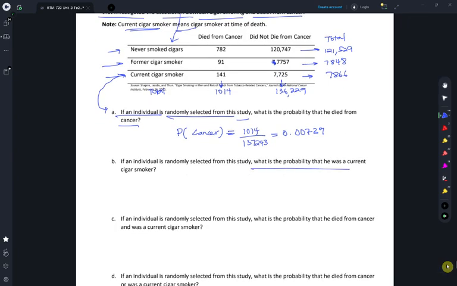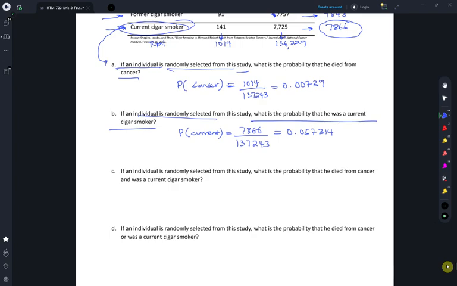Next, what is the probability that the randomly selected individual was a current cigar smoker? So the probability of current would be 7866 divided by 137243, which is approximately 0.057314.